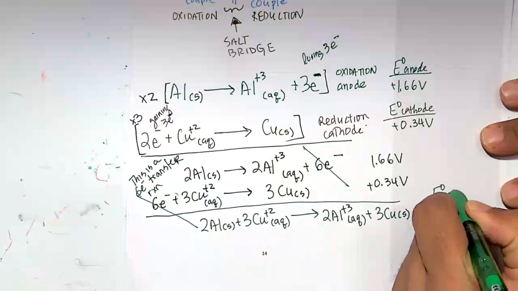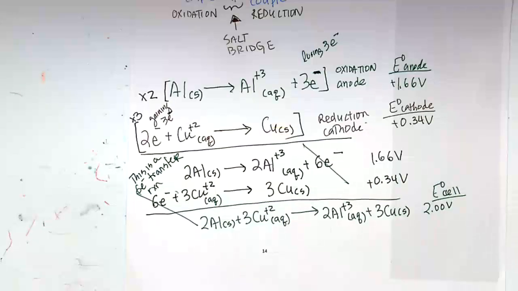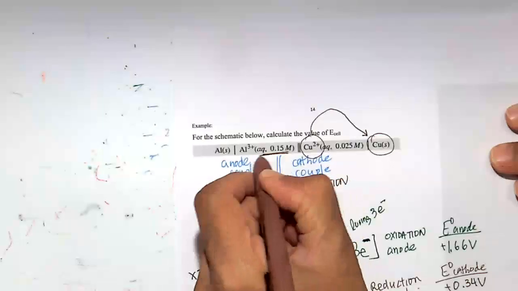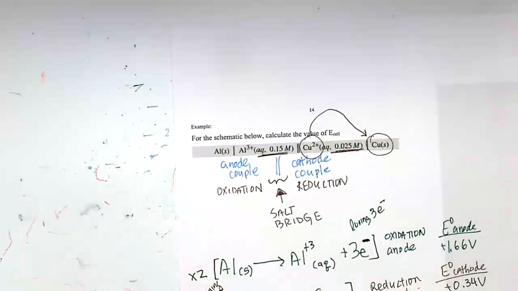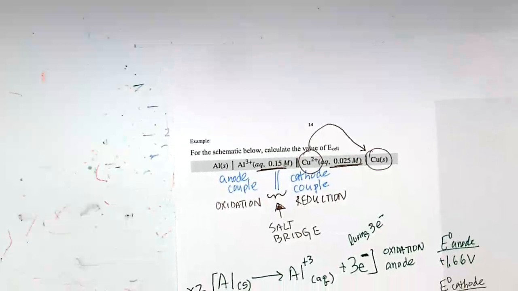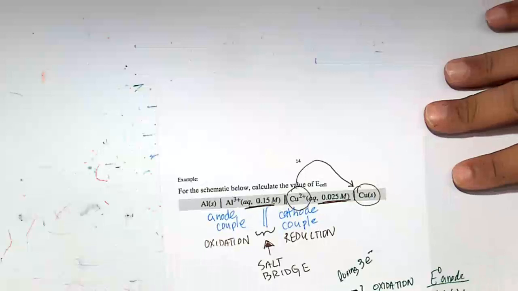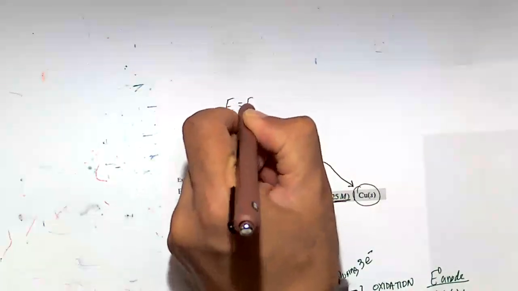Okay, and this is going to be E cell, which is cathode and anode together. All right, so now this is standard state, but we are not at standard state. The last part of this problem is: the aluminum 3+ is 0.15 molar, the copper 2+ is 0.025 molar. So we'll plug this into the Nernst equation to get E cell, not at standard state, but at these concentrations.